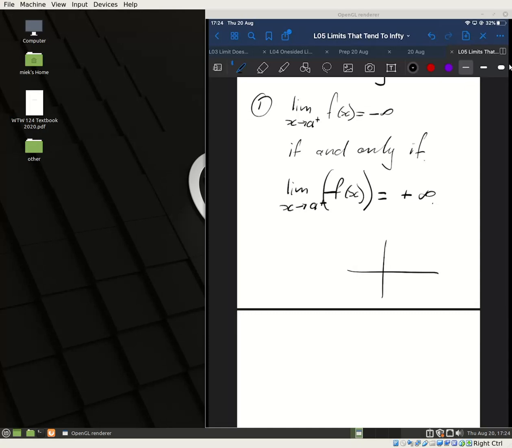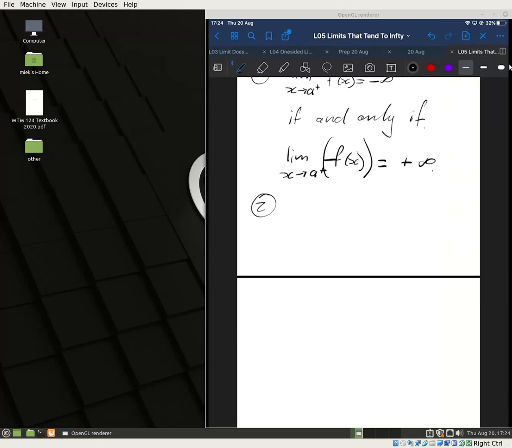And this has the effect of flipping the graph of the function around the x-axis. So think of it this way. If you've got a function that tends to minus infinity, if you reflect around the x-axis, then you have a function that tends to plus infinity. Okay, so that is the first one.